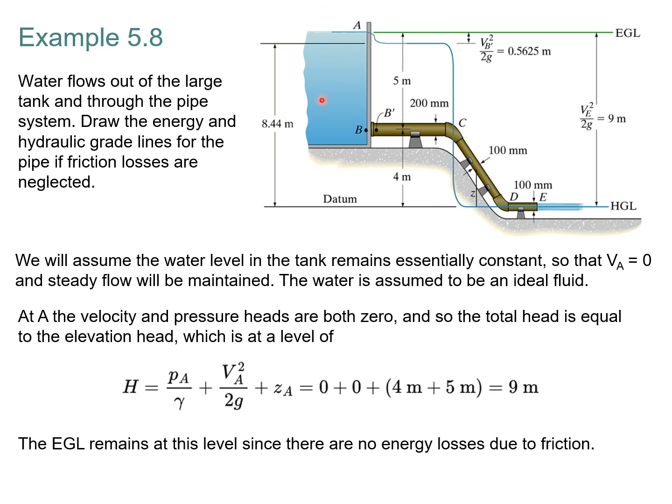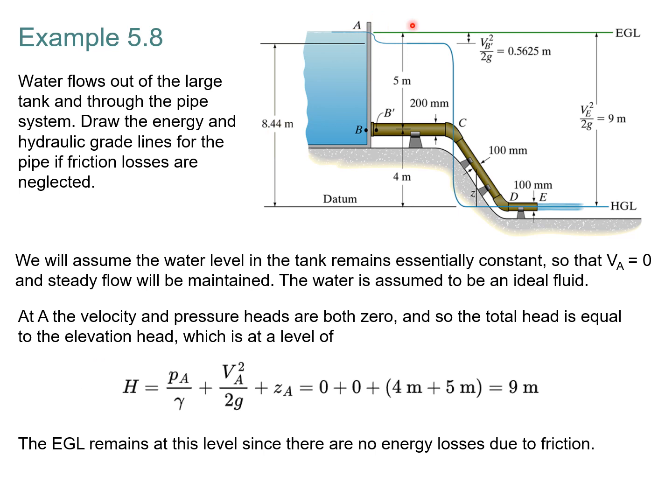We assume it's a big tank, and so the V of A is approximately 0. It's also at atmospheric pressure, so that's approximately 0. Atmospheric pressure here, atmospheric pressure out here. So again, it's the same at A and E. So this term and this term are essentially going to be 0, and all we're left with is the height Z of A, which we're told is 4 meters plus 5 meters, is 9 meters.